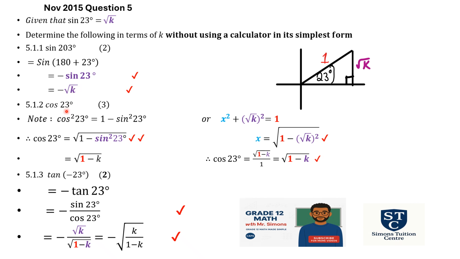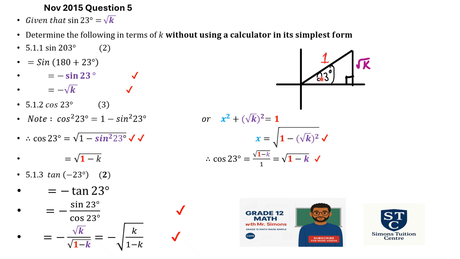Cos 23, as I said, if sine 23 is square root k, then I would have just written square root of 1 minus k squared, but it's not the case. So cos squared 23 degrees equals 1 minus sine squared 23. So that gives me the square root of 1 minus sine squared 23, which then becomes square root of 1 minus, square root k squared would simply become k. So now it becomes square root of 1 minus k.